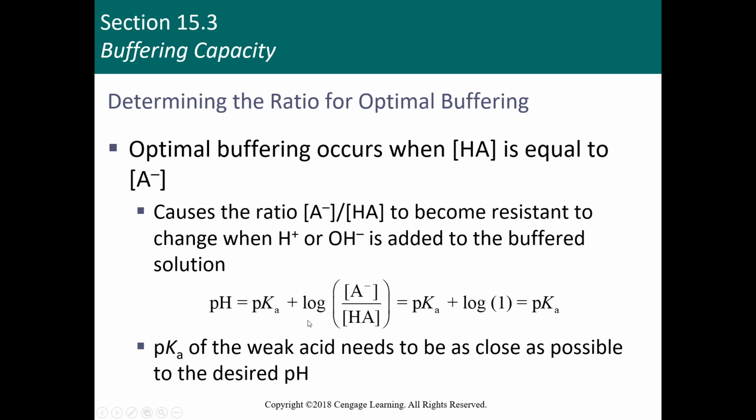So the pKa of a weak acid needs to be as close as we can get it to the pH of the desired buffer solution. So if we want a pH of 4.7 for a buffering solution, then acetic acid would be great. If we wanted a pH of 3, it would not be that great. Or if we wanted a pH of 11, it would be completely unacceptable, right? So you want this pKa to be as close as possible to the desired pH of your buffering system.